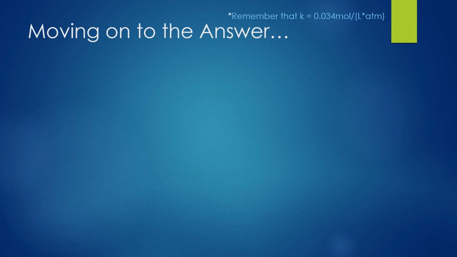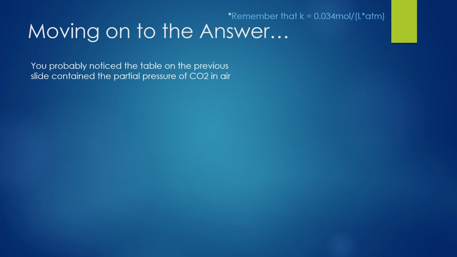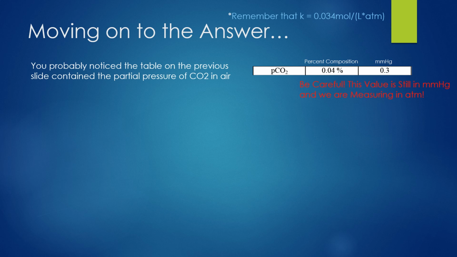The only value we don't have is the pressure of carbon dioxide in the atmosphere. Well, as you may have noticed in the previous slide, a table was provided with the partial pressures of many gases in the atmosphere. The partial pressure of CO2 is listed here, and that's perfect, just what we needed. However, be careful. Right now we are measuring in atmospheres, but the pressure of CO2 is given in millimeters of mercury. This isn't too hard to convert, however it is something you're going to want to keep in mind, as Henry's constants are typically given in moles per liter atmosphere.